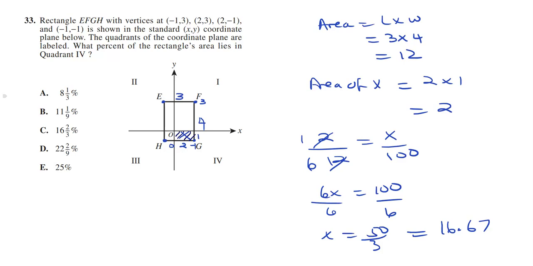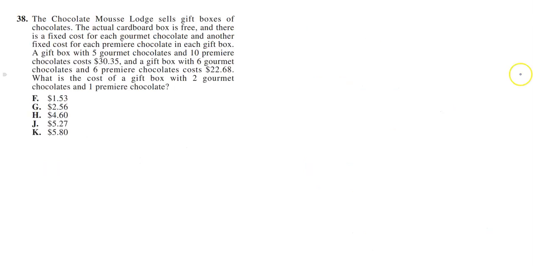So here it says the Chocolate Mousse Lodge sells gift boxes of chocolates. The actual cardboard box is free, and there is a fixed cost for each gourmet chocolate and another fixed cost for each premier chocolate in each gift box. A gift box with 5 gourmet chocolates and 10 premier chocolates costs $30.35. Okay, I already can see that this is a system.